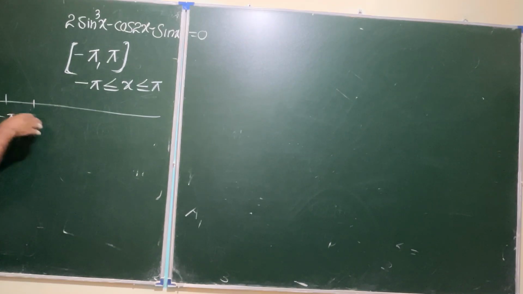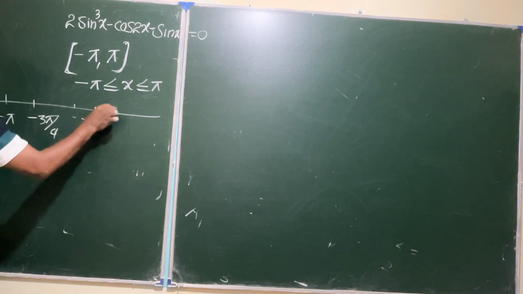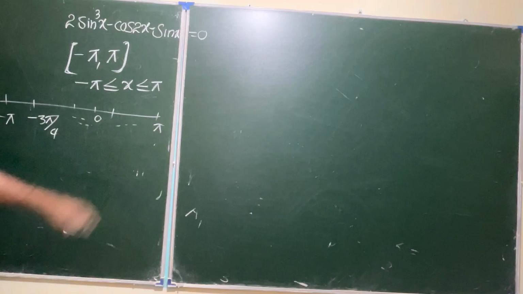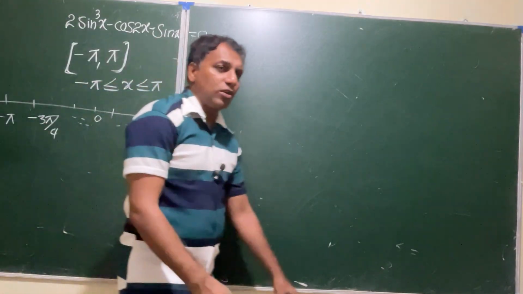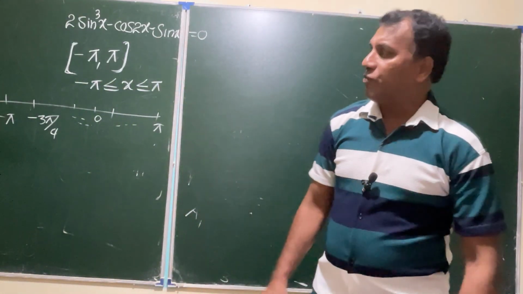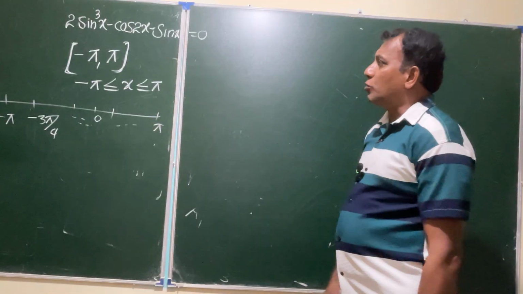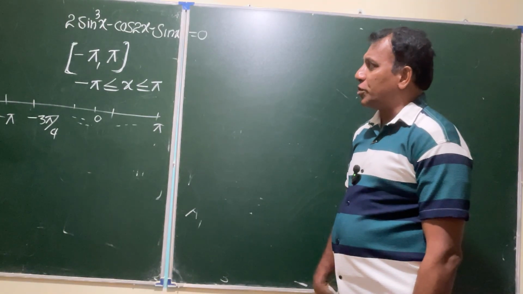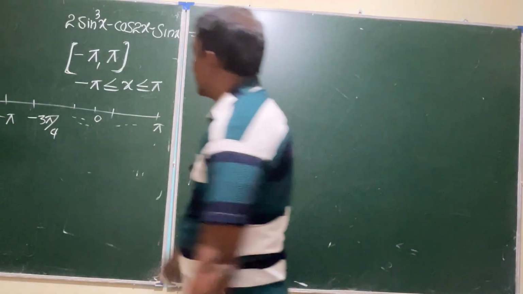Next one, if you see minus 3 pi by 4, 135, like this, 0, minus pi by 2, like this, you have to cut up to pi. What are the solutions? We find all the solutions and we find the sum, right? So how to solve? 2 sine cube, minus cos 2x minus sin x.